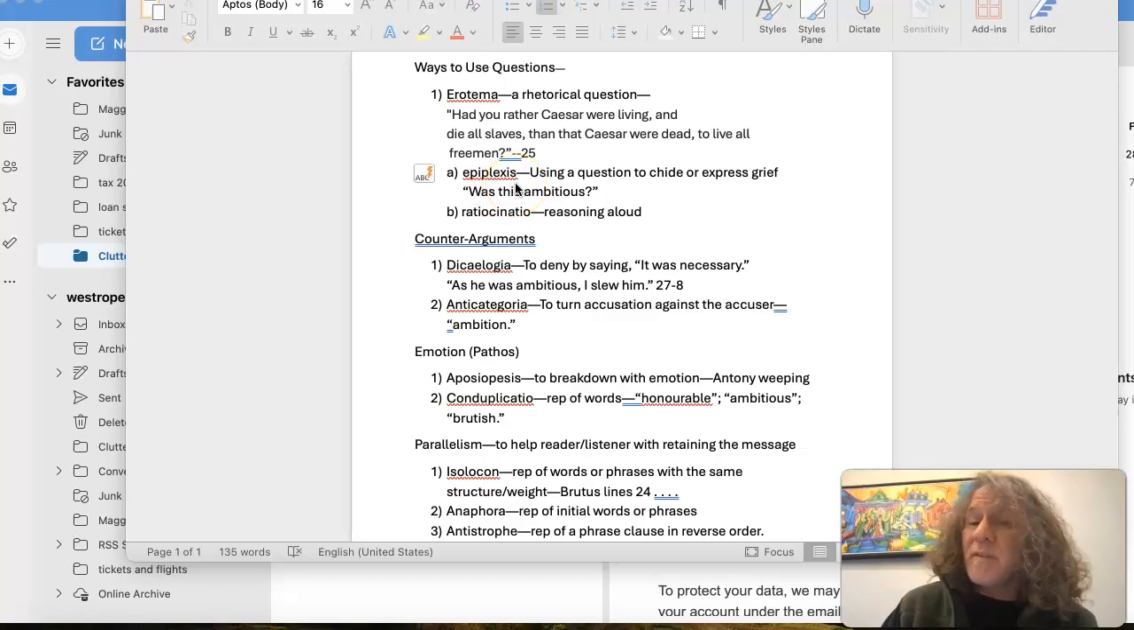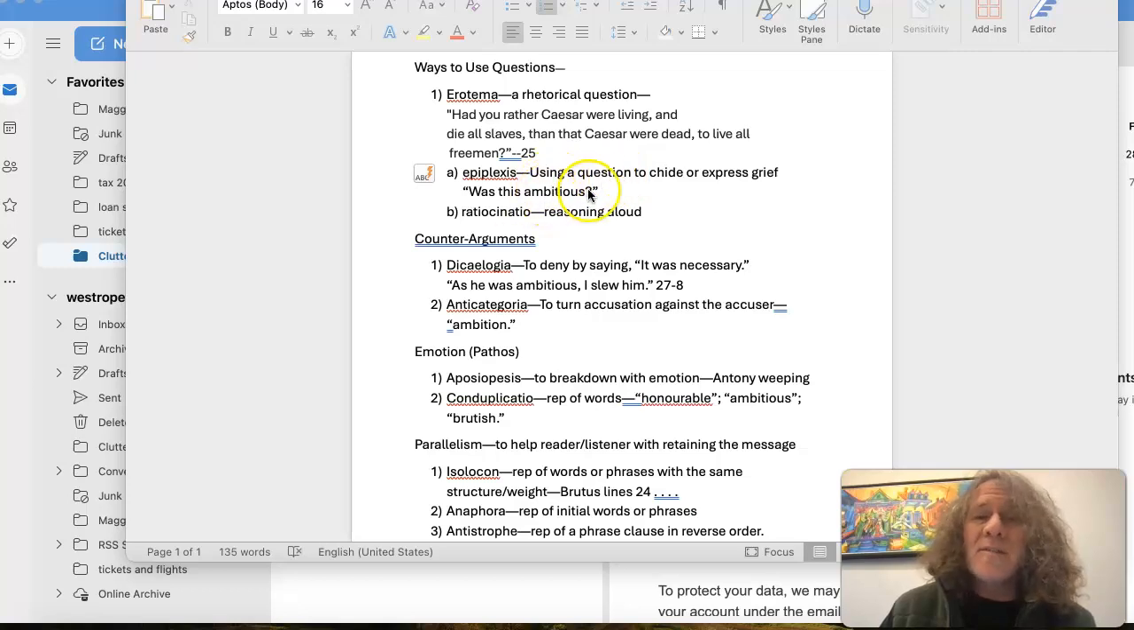An epiplexis is a kind of rhetorical question. It has a specific purpose, in other words. When you use a rhetorical question to chide your opponent or express grief, then you have an epiplexis. Antony does this. He repeatedly asks later in the speech, Caesar did this: was this ambitious? He helped the poor. Was this ambitious? He celebrated with us the Lupercal. Was this ambitious? He's doing a lot with that, but he's using it really to chide Brutus, because he's saying, no, Brutus, you're the ambitious one. You want to take the throne here.